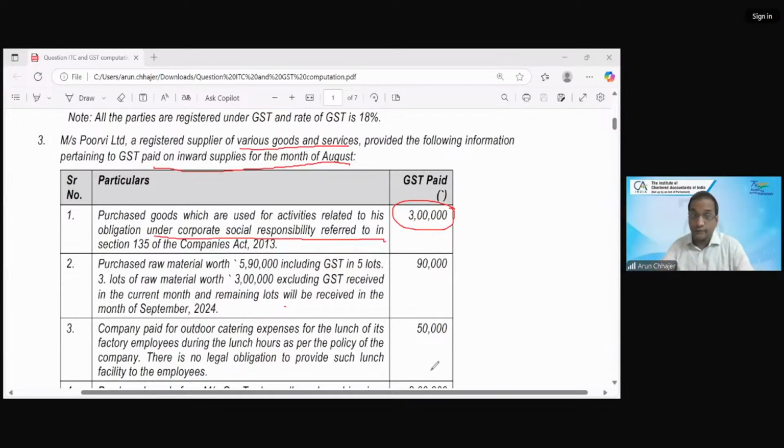Very clear. Thank you. Why? Because it is blocked in section 17 subsection 5. Correct? Let's move further.